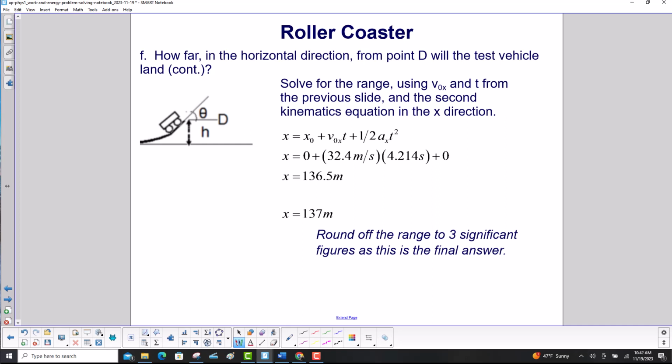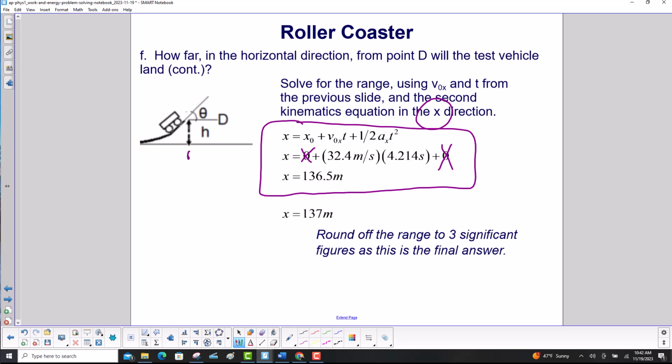We now solve for the range using v0x and t from the previous slide, and the second kinematics equation, this time in the x direction. So here we go. The acceleration in the x direction is 0, and we'll start this right at x0 equals 0. That's going to be right here, and then we're finding what x is. It's 32.4 meters per second times 4.214 seconds, or 136.5 meters. We'll round off the range to 3 significant figures, as this is our final answer.